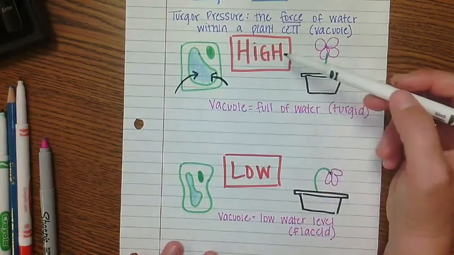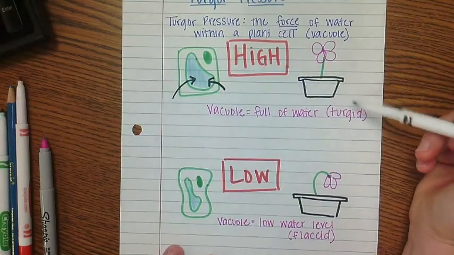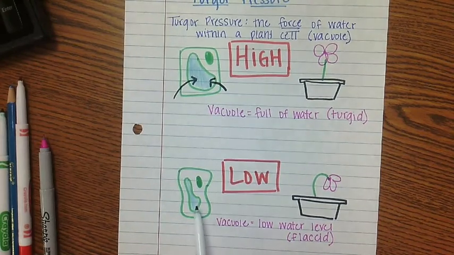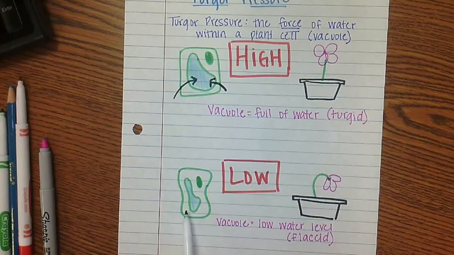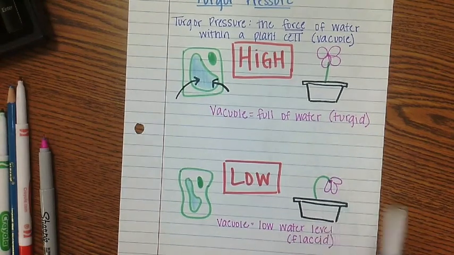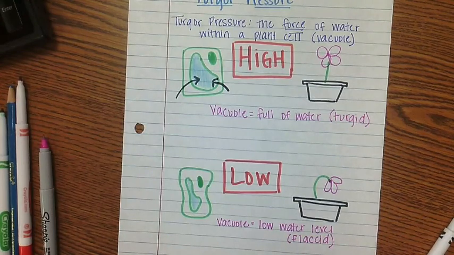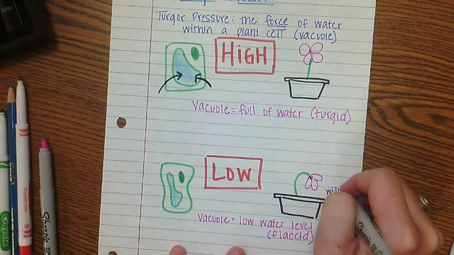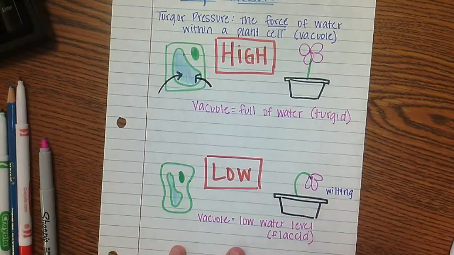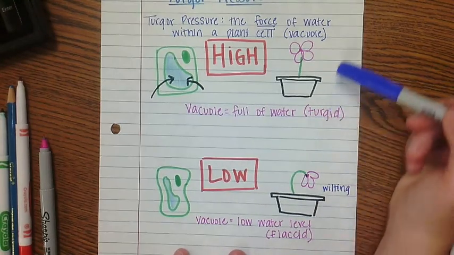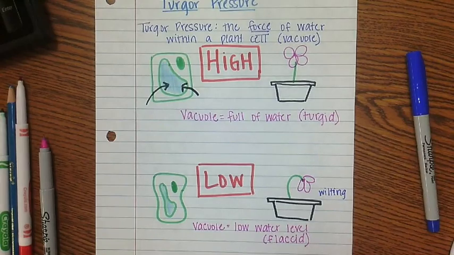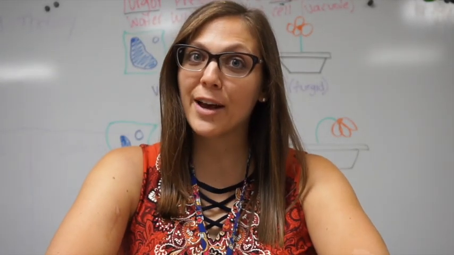This cell has high turgor pressure. It is a turgid cell. This is a turgid plant. This plant down here has low turgor pressure. It has a flaccid cell, so it is wilting. This plant over here is wilting. And if I want my wilted plant to look like my upright plant, all I need to do is add water. Here are your turgor pressure notes. Have a great day. Bet you thought you were done, but not quite.